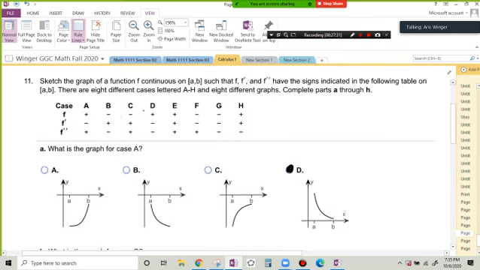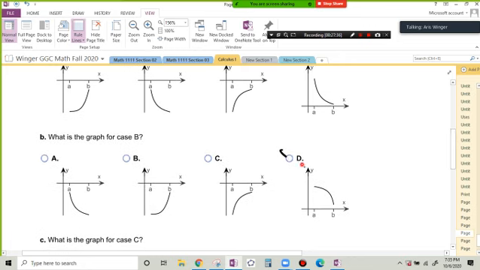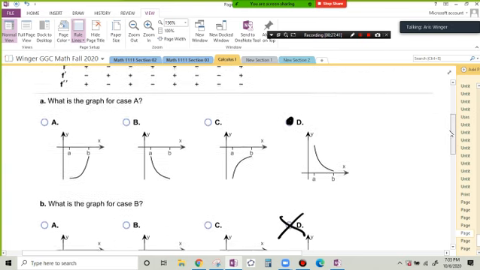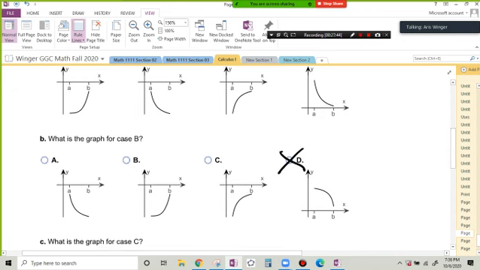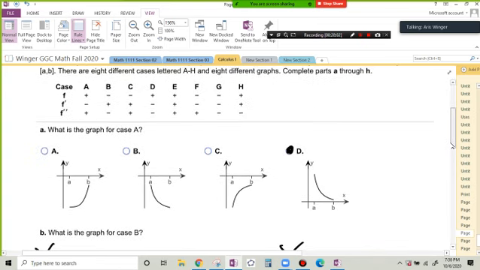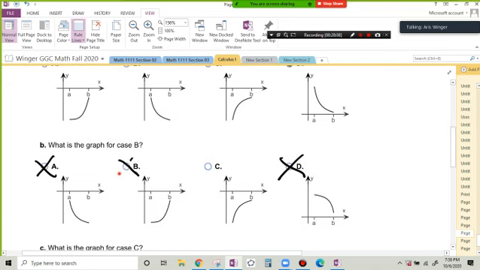B. B says that F is always under the axis. This one says that F prime is positive, which means F should be increasing. It should be going up. And here we are with 2 functions that are both negative the whole time, and they're both increasing. And here's the impact of the second derivative, that it will tell us how we're curving. B, F double prime is negative, concave down.